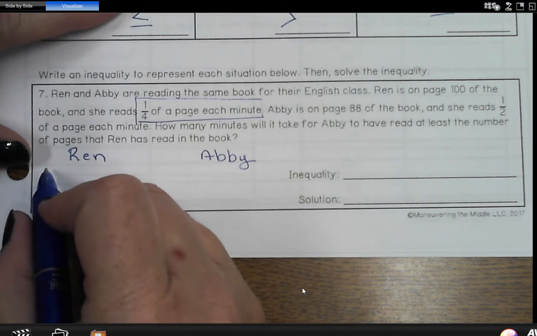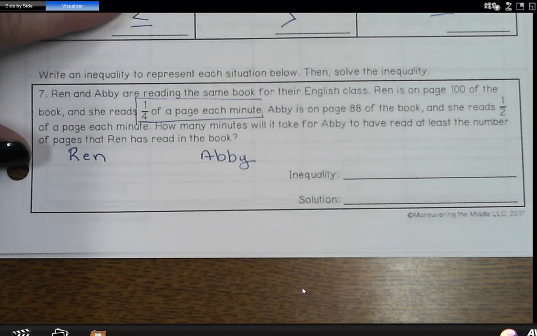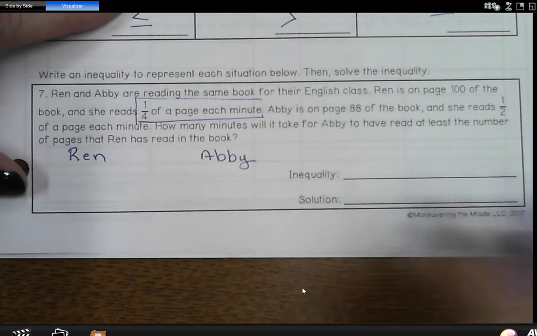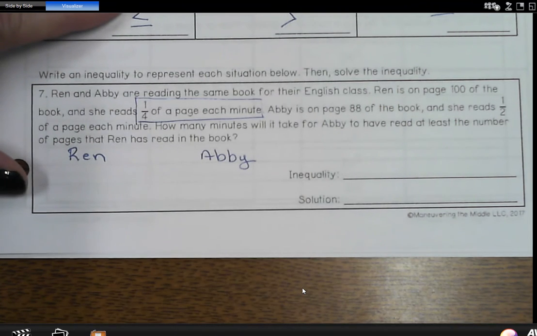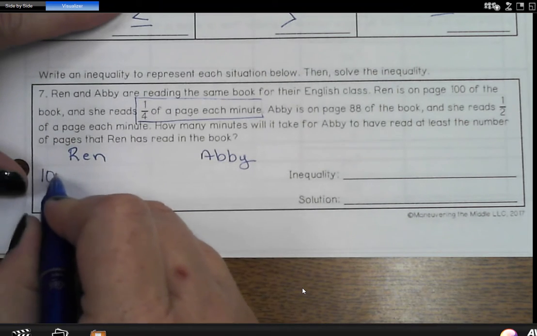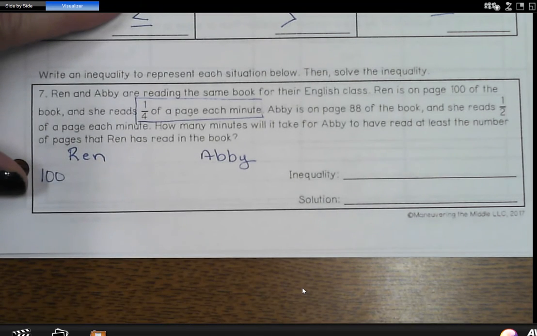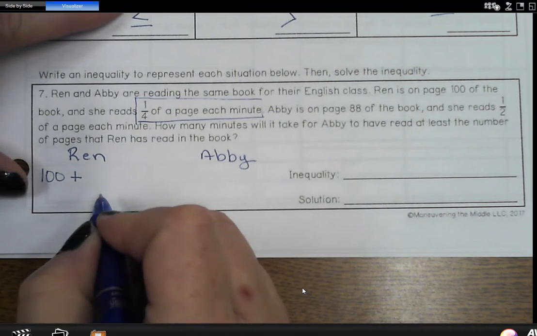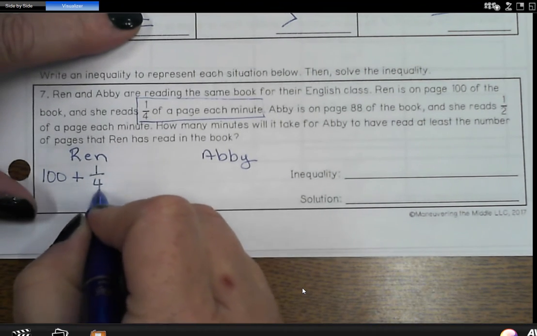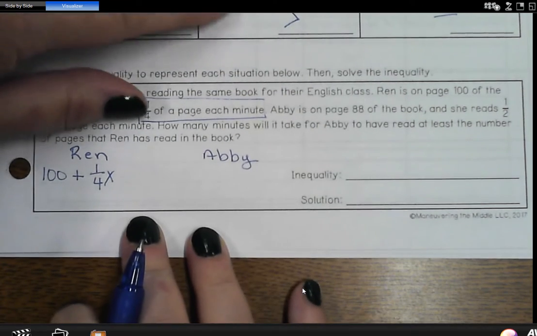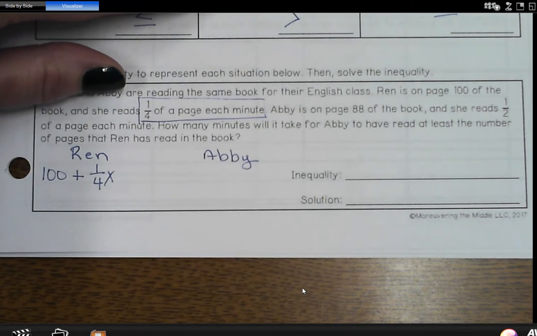Does she have a starting place? Yes, she has a starting place. What is she starting at? 100. And is she adding or subtracting to that? She's adding what? 1/4 x or 0.25x. Both of them work.